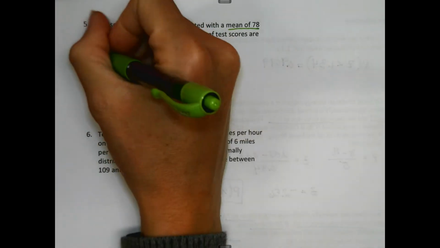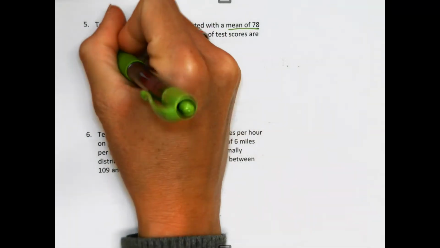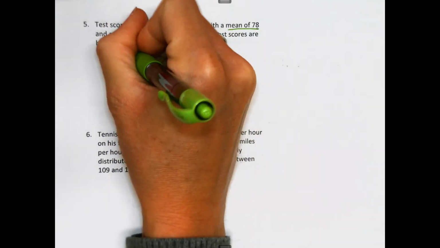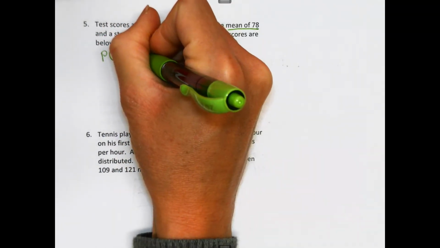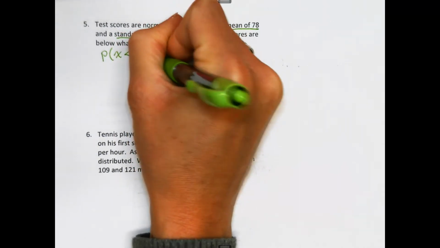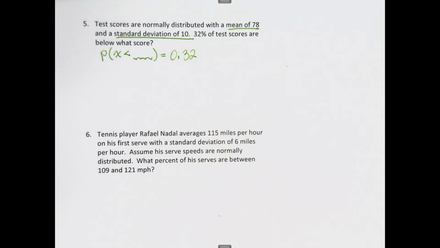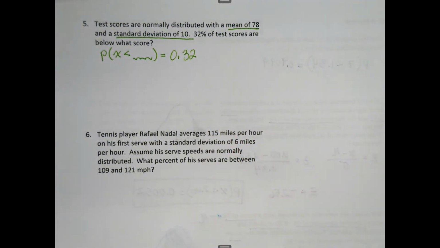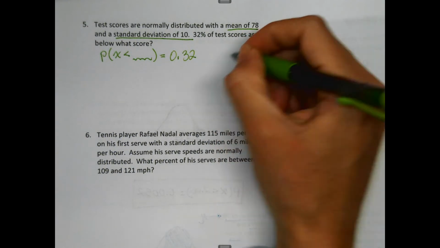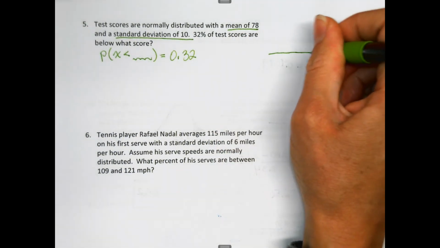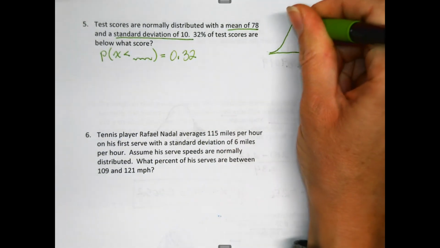Essentially what we have here is we want to know the probability that x is less than some value is equal to 0.32. We're trying to find what that value is. Therefore, the first step that we're going to have to do is draw our picture and then use our standard normal probability table.